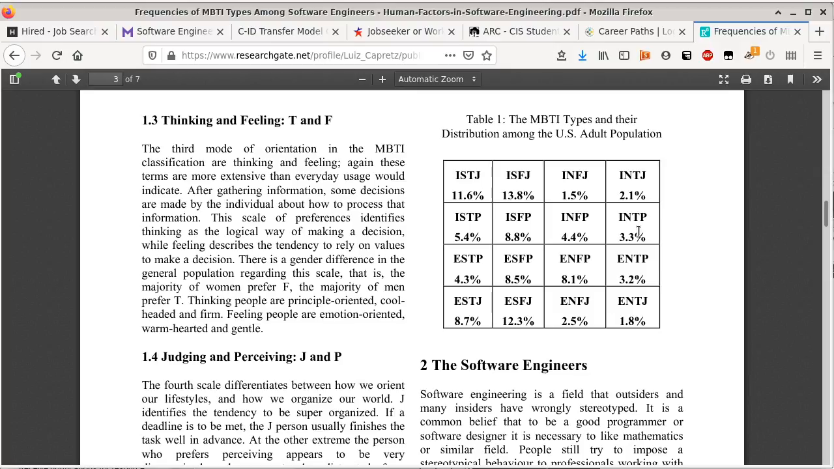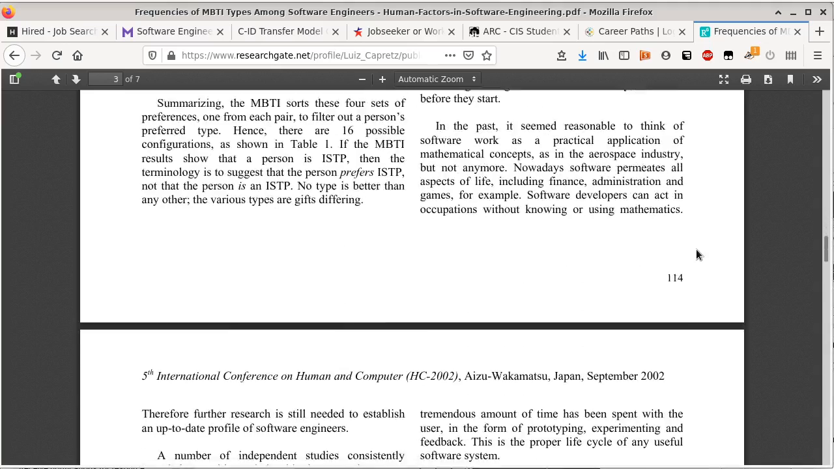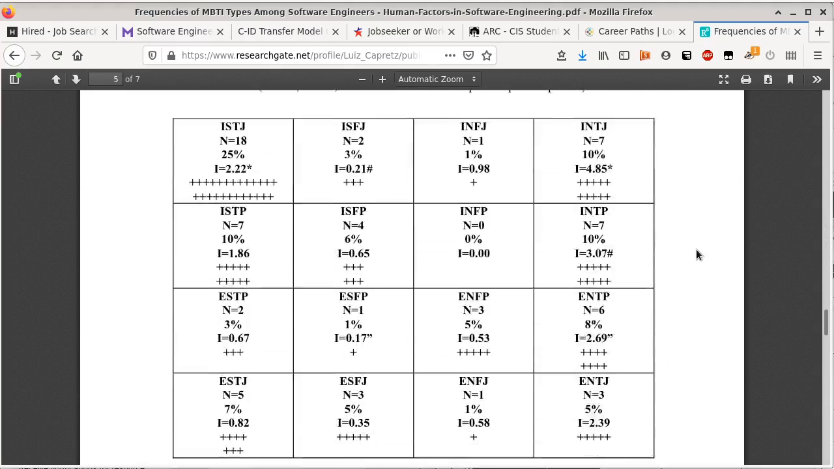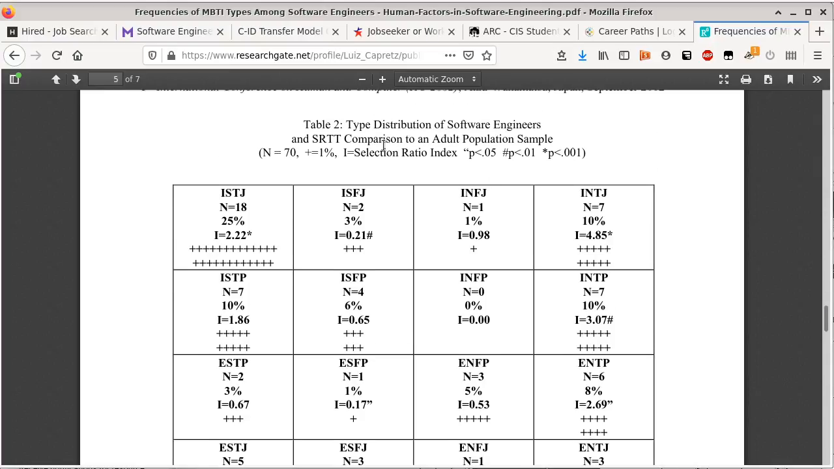But at the same time, you also have personality types that are more common, such as ISTJ, which is about 12%, and ISFJ, which is about 14%. So this is just for the U.S. adult population in general. And then when you scroll down a little bit more, it shows the result, and these are applicable to software engineering. So when you look at the table title, type distribution of software engineers, comparison to an adult population sample.